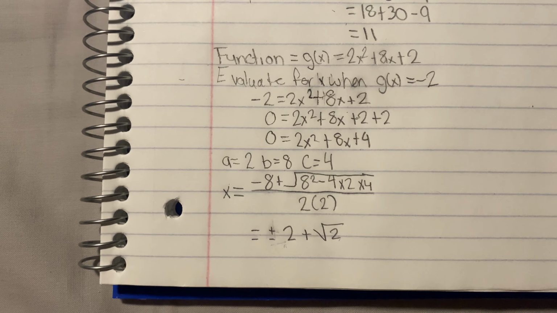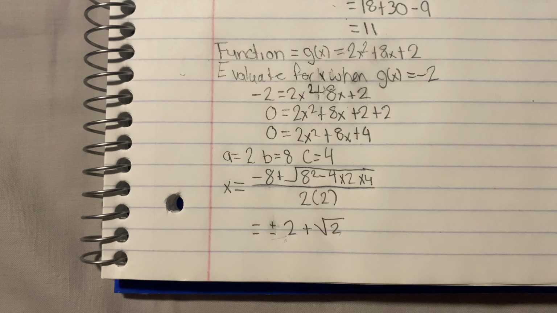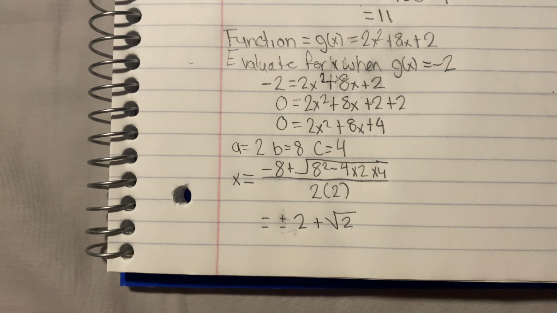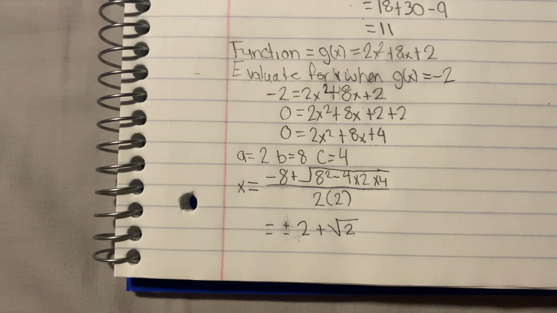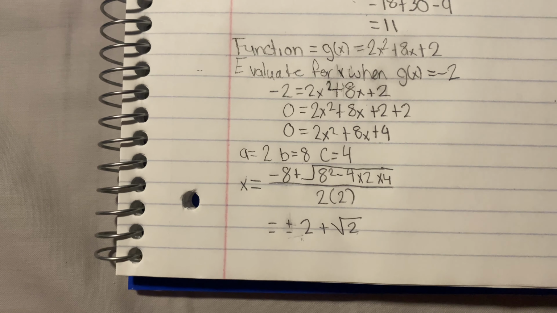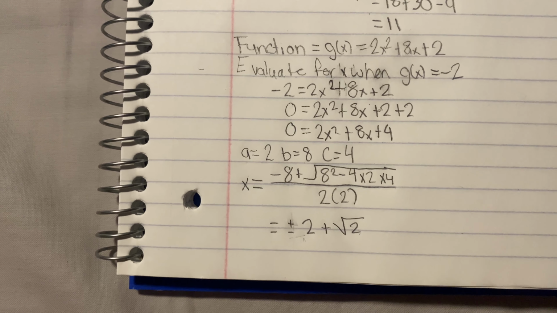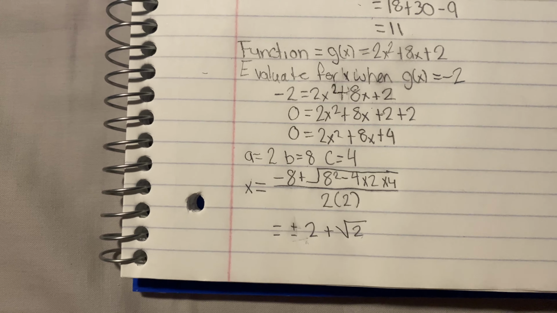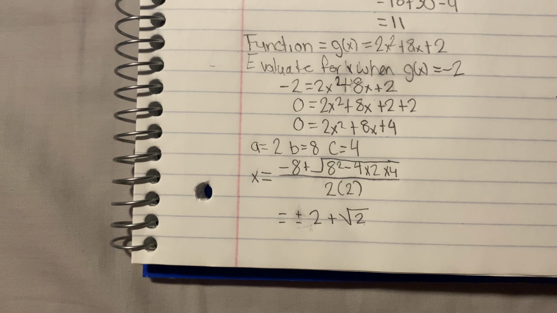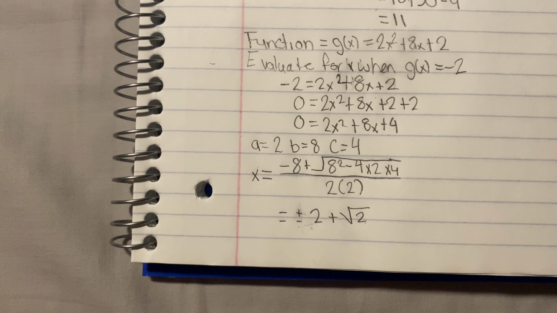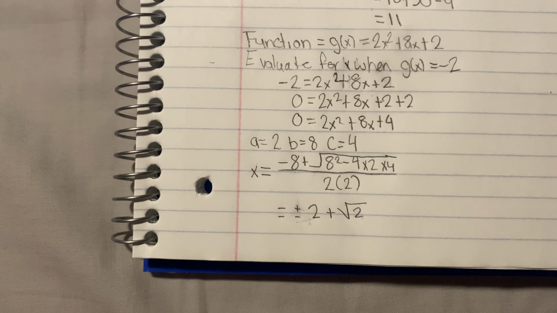Using the quadratic equation, we'll be substituting a for 2, b for 8, and c for 4. This will find the possible values for x. Therefore, the inputs for this function would be plus minus 2 plus the square root of 2.